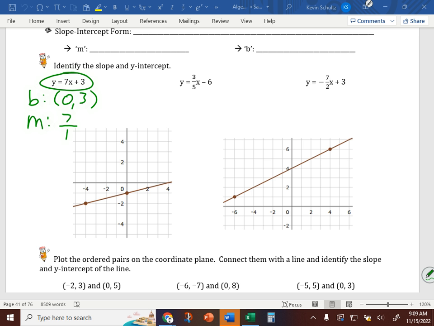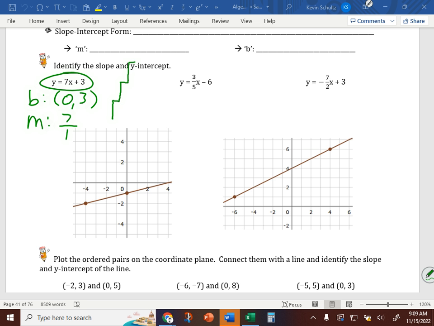Okay? So is this line pretty steep or not so steep? Pretty steep. It's going up 7 for every 1 that it goes over. Up 7 over 1, up 7 over 1. If you can visualize that, it's going to look kind of like this. But knowing where those pieces are in the equation, that's the key here.